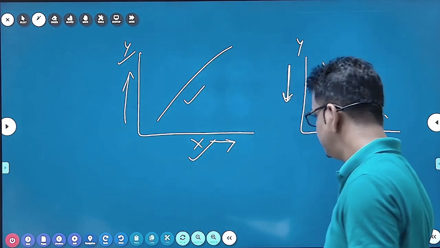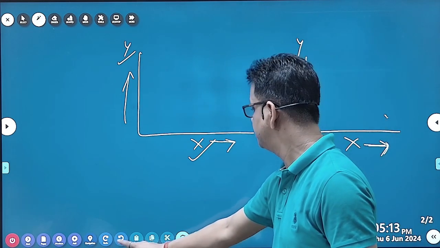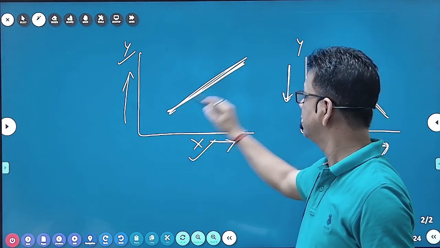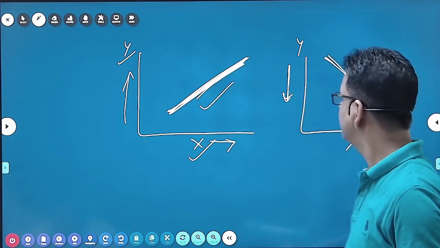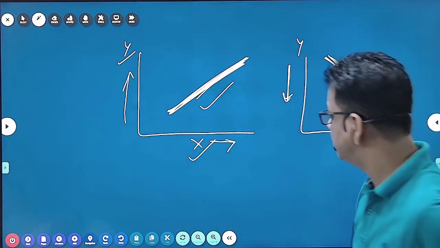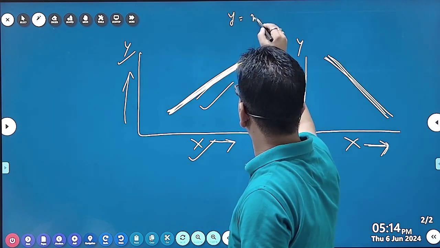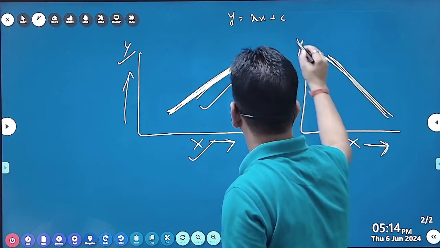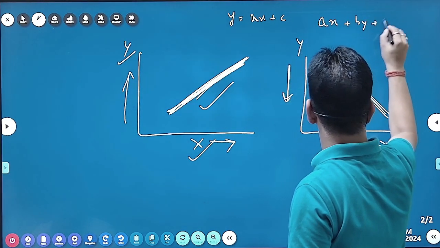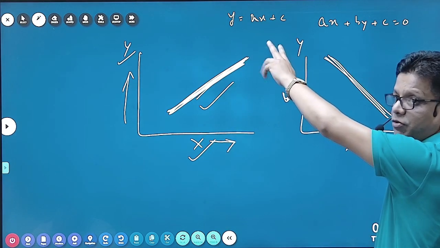Now the question here, or what we are going to discuss today. As I showed you the 2 different graphs, this is called the regression line, upward and downward. So we should know their equation. As you know, an equation of a straight line always comes in two variables: y equals mx plus c, or also ax plus by plus c equals 0. Since it has two variables, the equation should come in the two variables x and y.